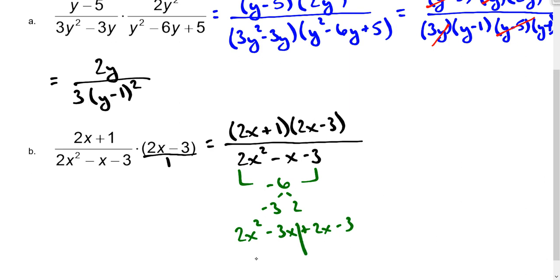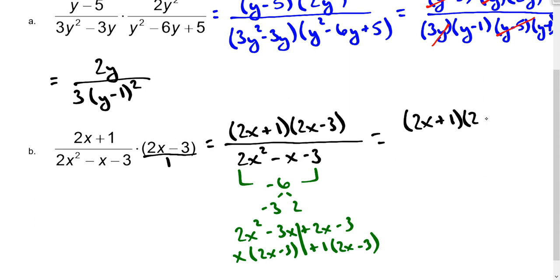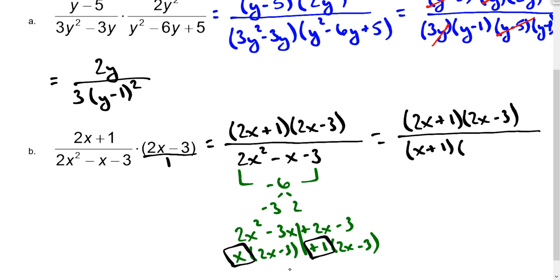Then I could factor by grouping. I could take an x out here and say this is 2x minus 3. I could take a plus 1 out here and get a 2x minus 3. So that tells me I can rewrite this with the numerator still 2x plus 1 times 2x minus 3, but the denominator can now be written as x plus 1 times 2x minus 3.